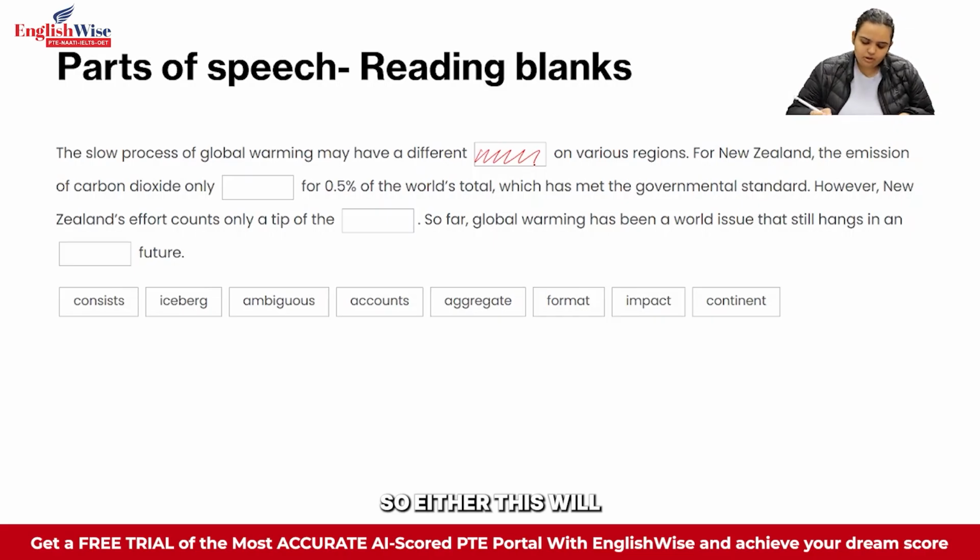So either this will be a noun or a verb. Let me see if they have a verb given. No, so the only thing that makes sense is a noun. Okay, again we have an adjective because there is no noun in the sentence. Alright, so let us check the nouns that are there in the options. So this is a noun. Okay, this is a noun. This can also be a verb as well, guys.